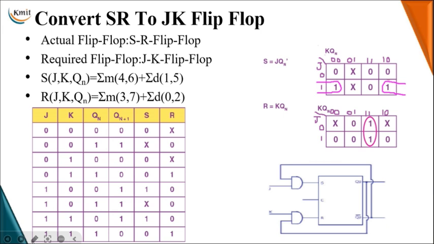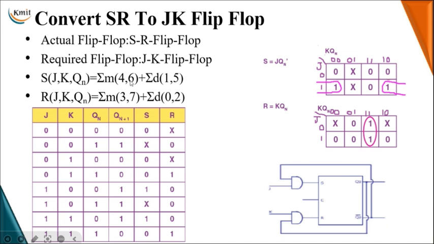So then we obtain the state moving from present state 1 to 0. After drawing this table, next we have to write the SSOP expression, which is a function of the required flip-flop inputs J, K and the present state Q. The function value of 1 corresponds to the minterms for the combinations 4 as well as 6.